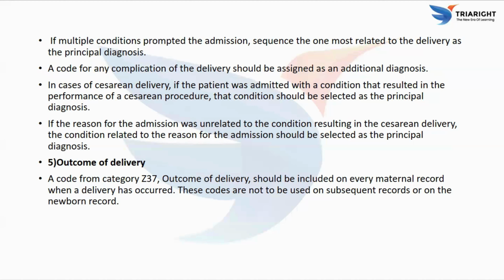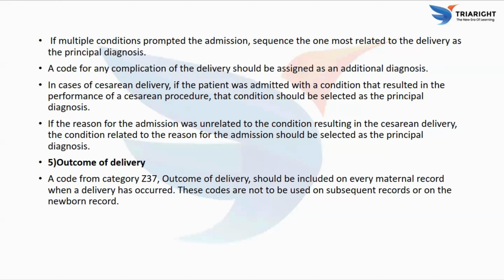In the other case, the C-section happens for a new reason discovered after the admission. The example is a patient admitted for gestational diabetes. During labor, fetal distress occurs, so the C-section is done. Gestational diabetes stays the principal one. What is the key point? If the admission reason and the C-section reason are different, you should always choose the admission reason as the principal.